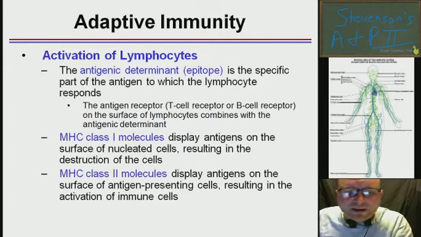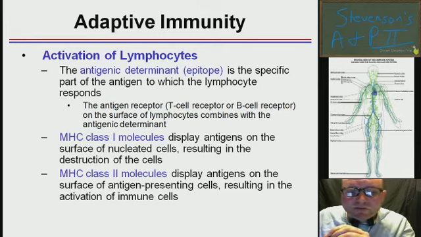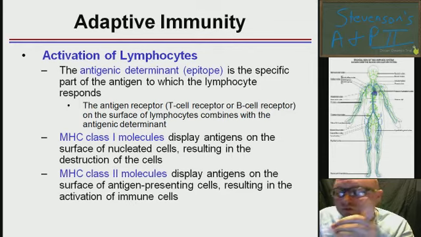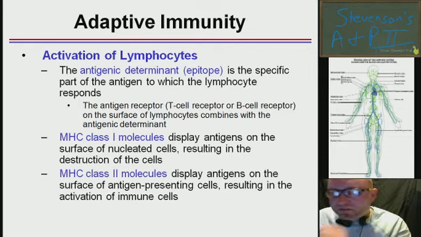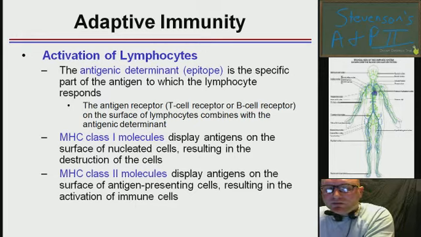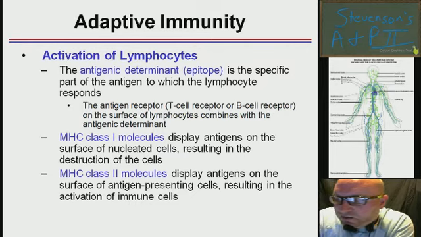Okay, the antigen receptor, the T cell receptor or B cell receptor on the surface of lymphocytes combines with the antigenic determinant. The MHC class 1 molecules will display antigens on the surface of nucleated cells, resulting in the destruction of the cells. However, the MHC, which stands for major histocompatibility complex, class 2 molecules display antigens on the surface of the antigen-presenting cells. And this results in the activation of immune cells.